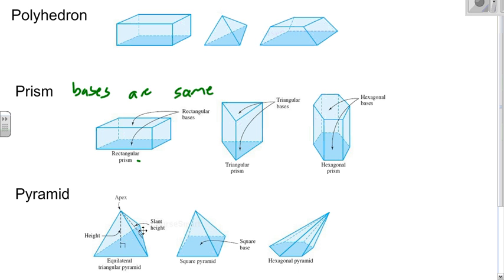And again, we name it for whatever the bottom shape is. If it's a triangle, then we call it a triangular pyramid. Square, we call it a square pyramid. And if it's a hexagon, we can call it a hexagonal pyramid.